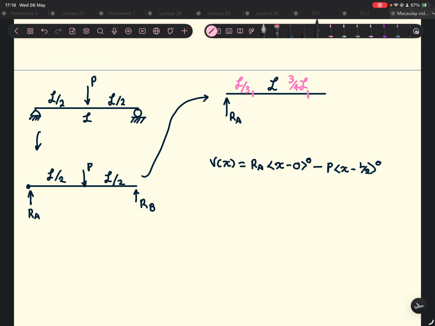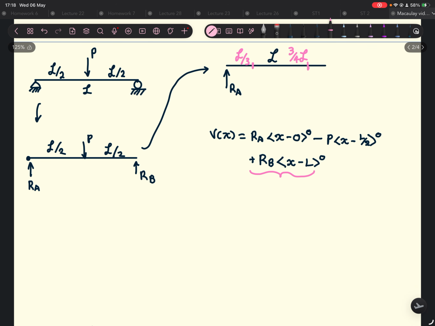Okay, and then plus again, I have this load RB, and I can account for it by saying RB X minus, and RB acts at a distance L, right? So I can write that. Now, if you look specifically at RB, it acts at a distance L, right? And it switches on from there. But to the right of it, there's no beam, right?